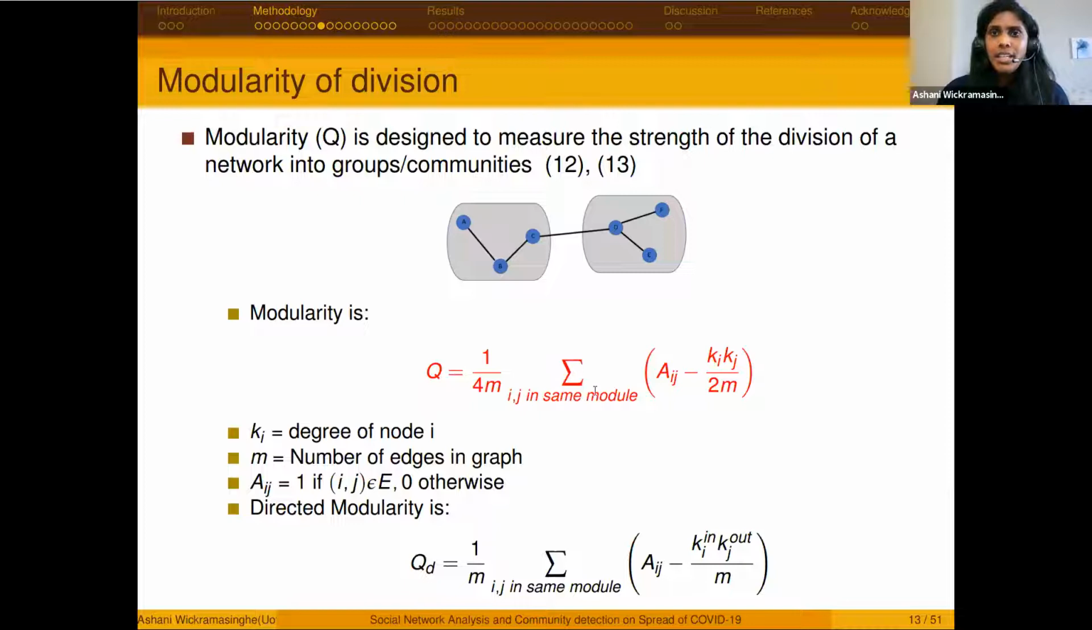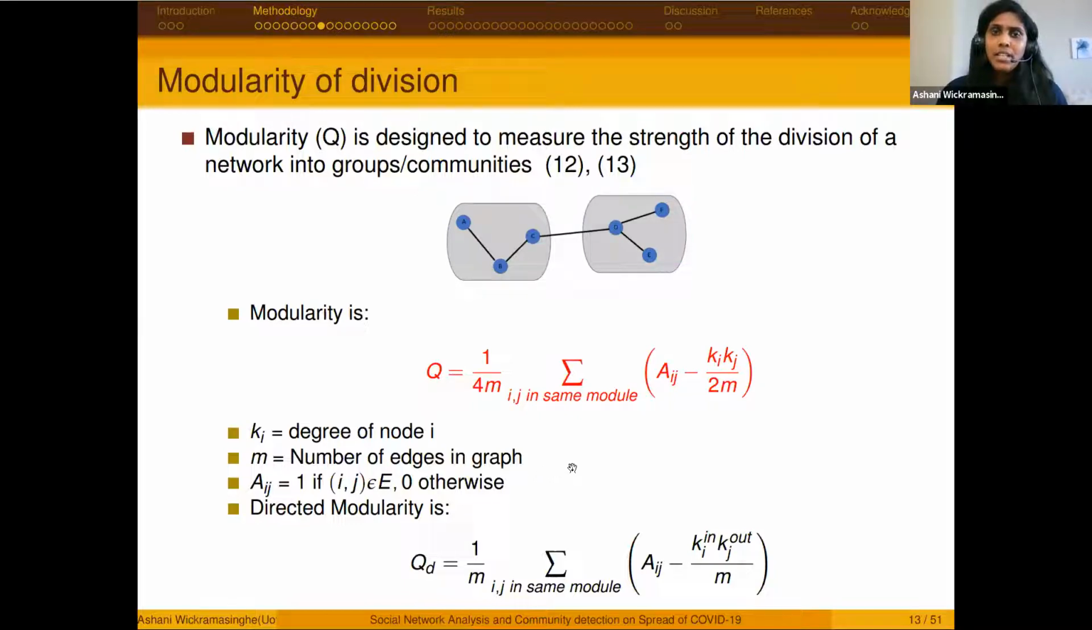Here i and j should be in the same group. Aij means the adjacency matrix. ki and kj show the degree of node i and j respectively. Small m shows the number of edges in the graph.